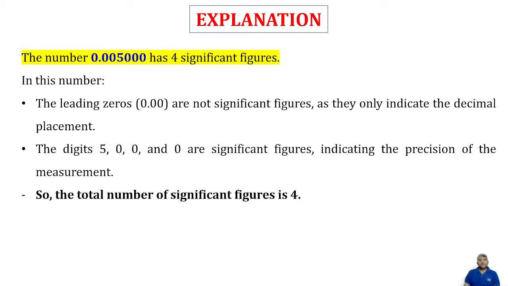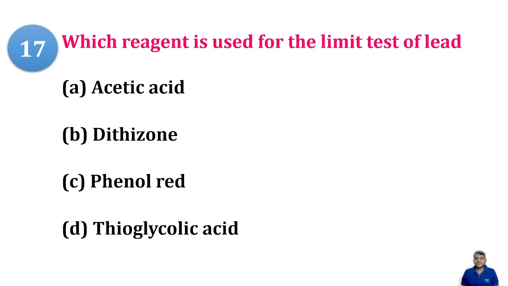There is a rule for this question. We just have to skip the leading zeros, meaning 0.00 are not significant figures, because they are only used to indicate the decimal placement, showing that after these decimal places there is a number. The digits like 5, 0, 0, 30 are used for the measurement. So in this given question we have four significant figures. Got it? Next question for you: which reagent is used for the limit test of lead?